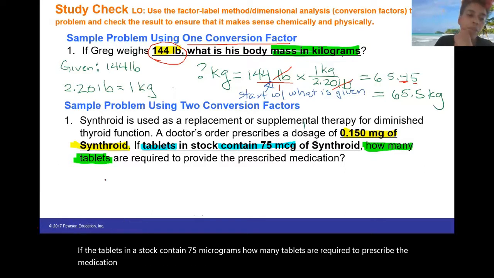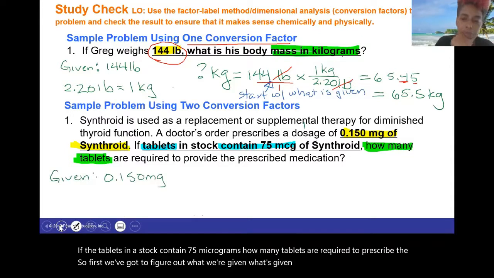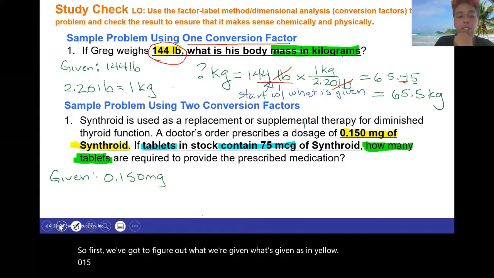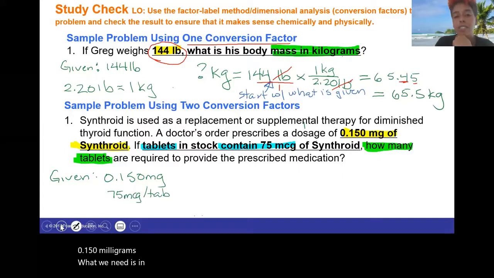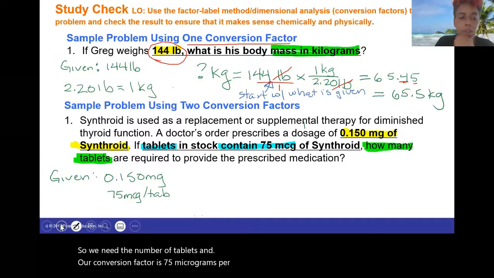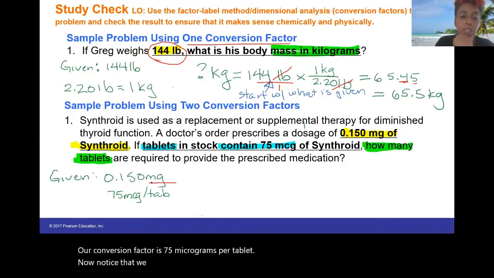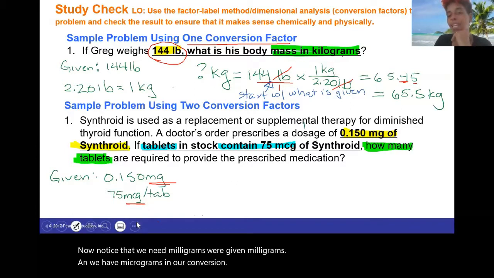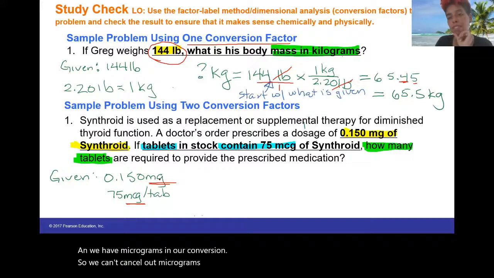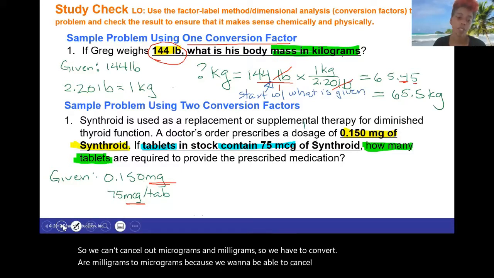So first, we've got to figure out what we're given. What's given is in yellow, 0.150 milligrams. What we need is in green. So we need the number of tablets, and our conversion factor is 75 micrograms per tablet. Now, notice we're given milligrams, and we have micrograms in our conversion. So we can't cancel out micrograms and milligrams, so we have to convert our milligrams to micrograms because we want to be able to cancel out both of these units.